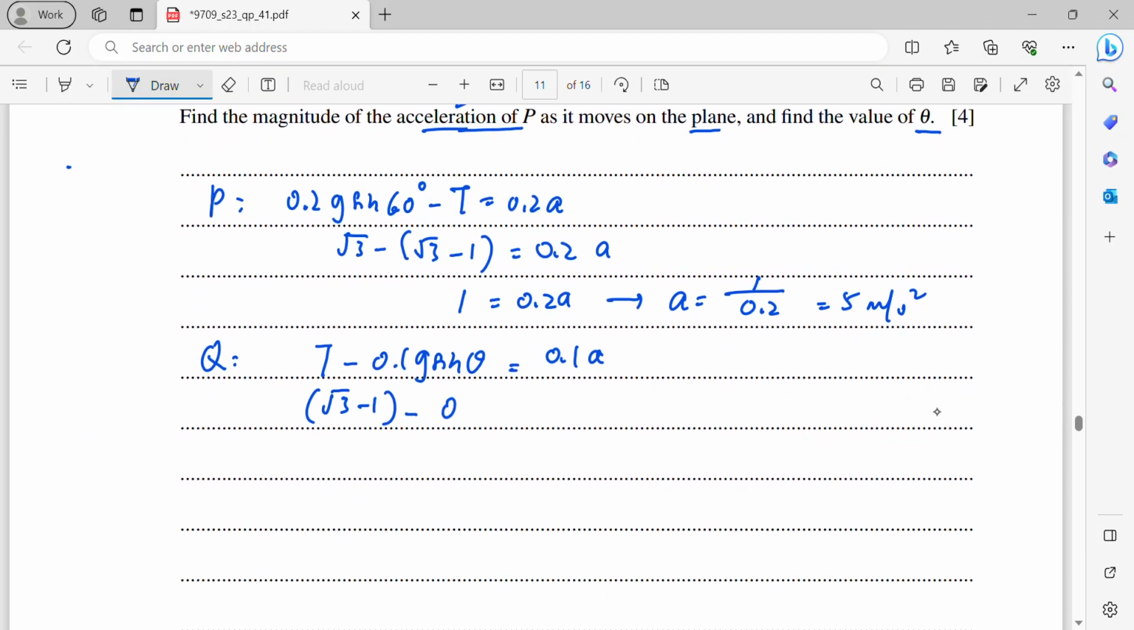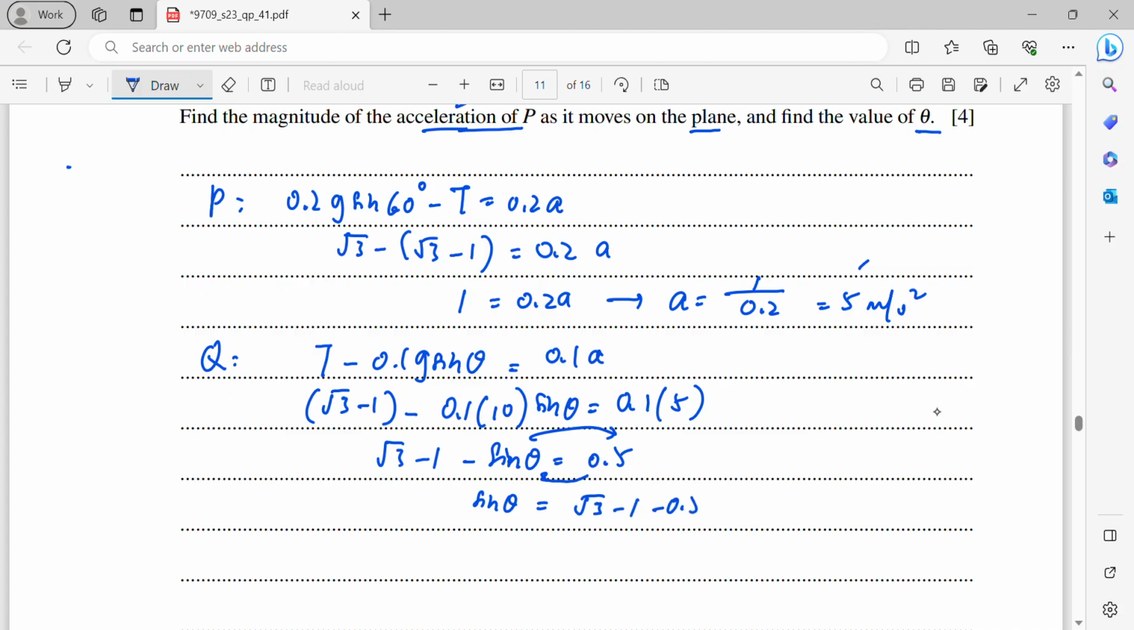So I will write 0.1, the G is 10, sine theta equals to 0.1, the A already found, which is 5. Then from here, you will get square root 3 minus 1, minus 0.1 times 10 is basically 1. So sine theta equals to 0.5. Then move the sine theta to the right side and this to the left side. So square root 3 minus 1 minus 0.5.